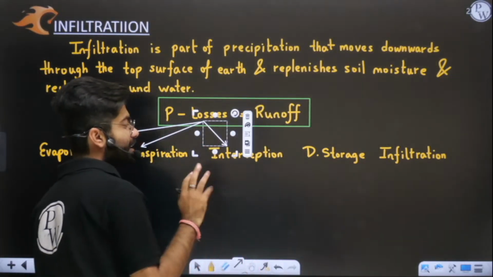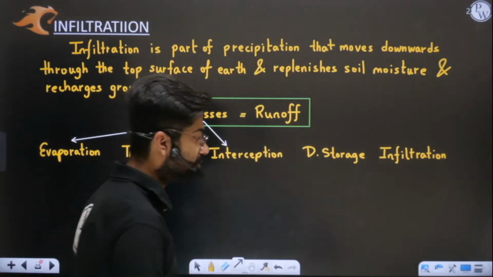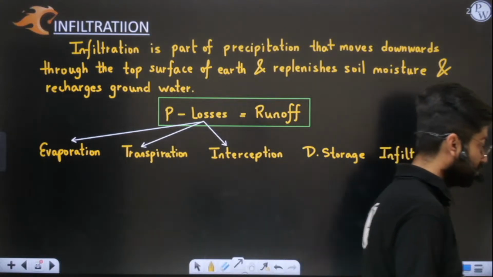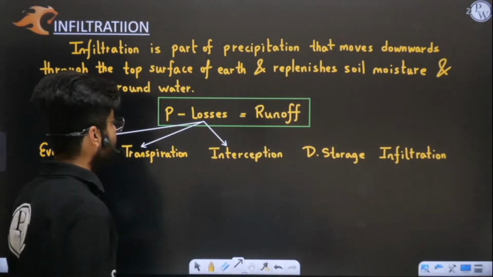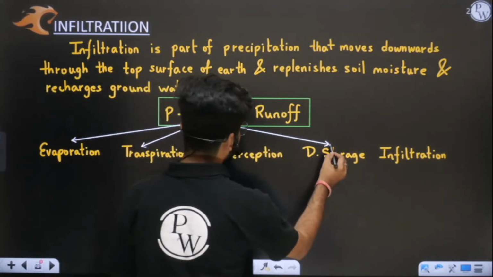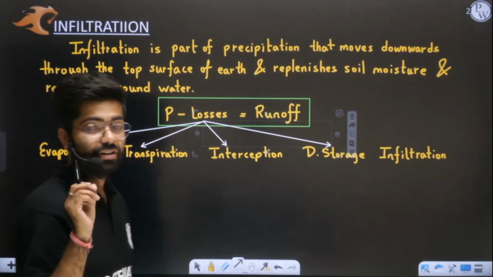Interception, then we have depression. So you need to understand one thing. Okay, one concept is there which you have to understand. Precipitation. Okay, great. So interception is there, depression storage. These are all losses. These are all different kinds of losses. So one concept is there.